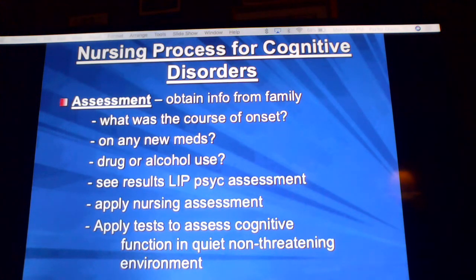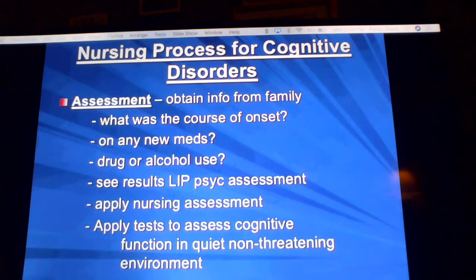We can also look at the LIP, Licensed Independent Professional, and I write that on purpose because that's a nurse practitioner, an RN, or an MD. It's not truly a physician's assistant, although PAs do great work, but I'm making a difference here. Differentiation. Okay, so we can read their results of their assessment. We can apply a nursing assessment.